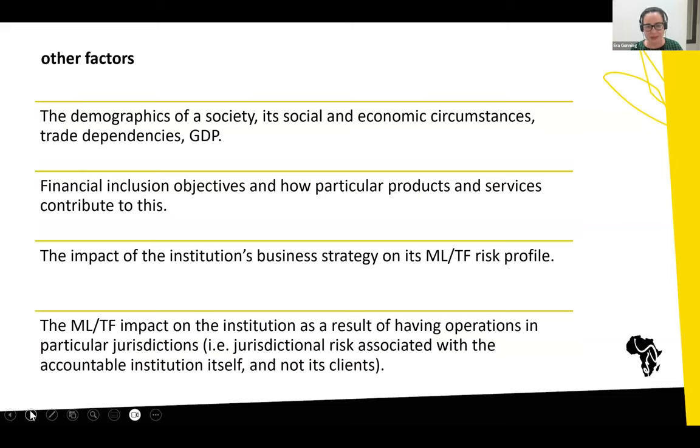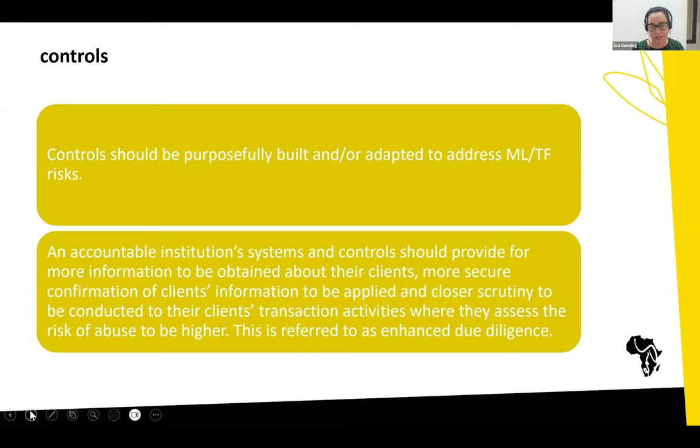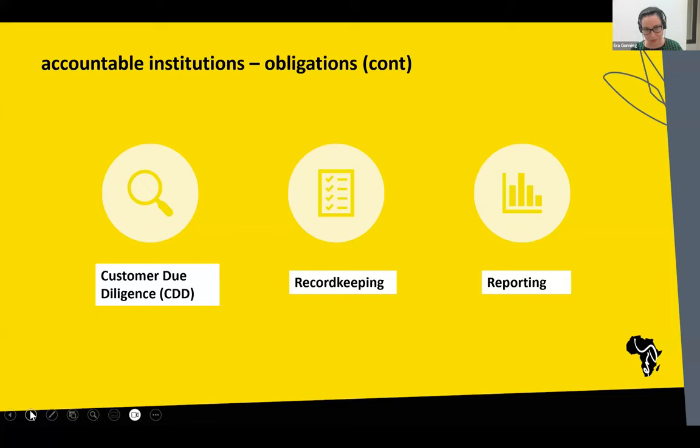And of course, there are other factors that we should look at, for example, financial inclusion and the importance to bank the unbanked. So risk rating, crucial that every single accountable institution goes and customizes their risk rating. It's not a one size fits all. You may want to use a risk matrix. And this is where Jimmy and Suhart come in, that they can help you to customize your risks and to help you implement controls to prevent money laundering.